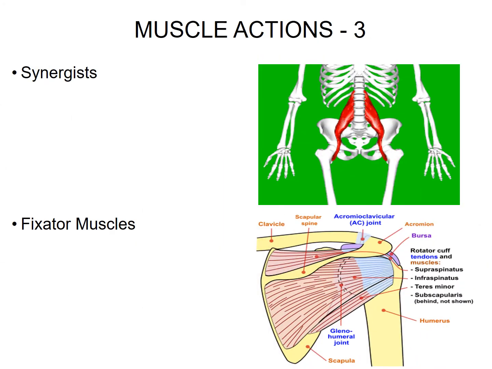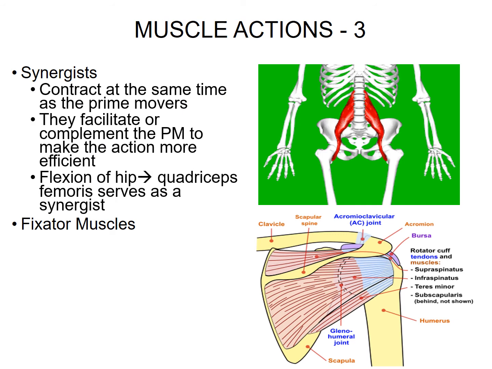Then we have synergists and fixator muscles. Synergists, if you think of synergy, that's things that work together for a common good or to make things better. So these types of muscles contract at the same time as the prime movers to make the movement more efficient.